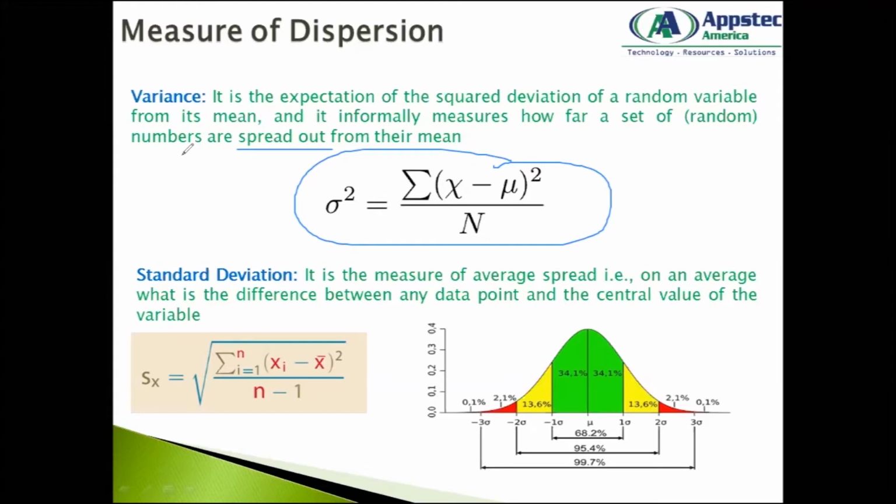Now, what is your standard deviation? Standard deviation is the measure of average spread. That is, on average, what is the difference between any data point and the center value of the variable? Standard deviation is generally calculated with a more complex formula: the summation for i equal to 1 to n of (xi minus x bar) whole square, divided by n minus 1. Here xi are your observation values and x bar is your sample mean, divided by n minus 1.